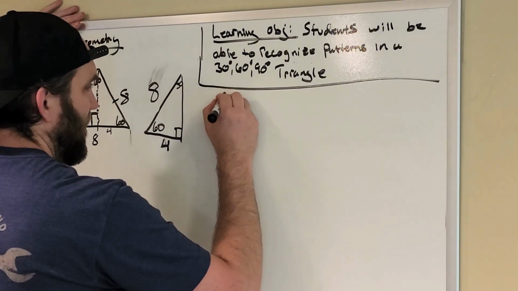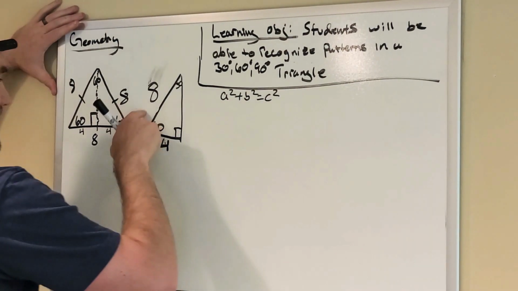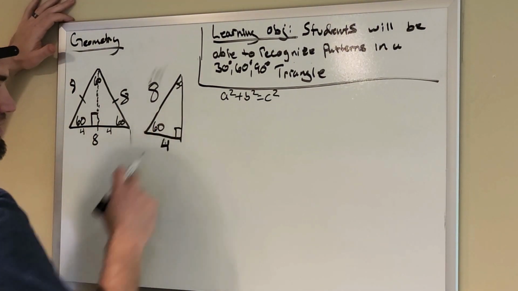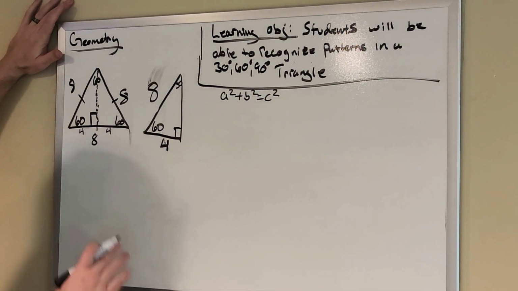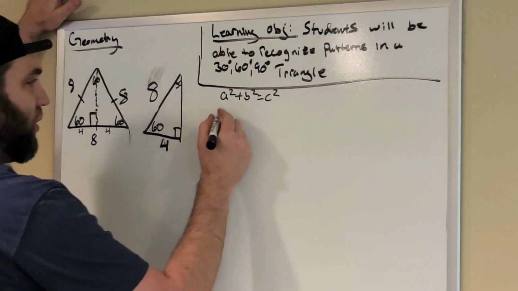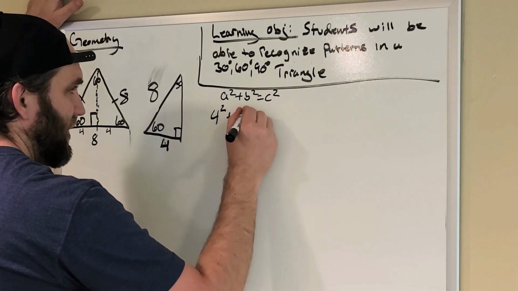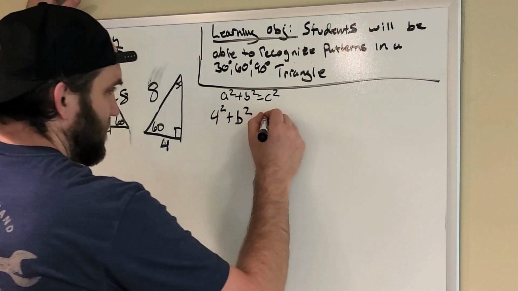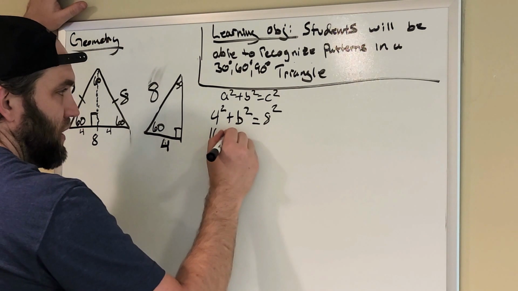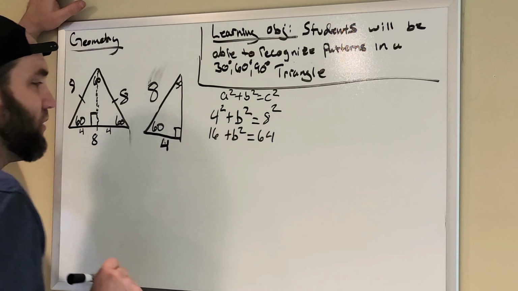And if we remember, a squared plus b squared equals c squared. My hypotenuse is 8. One of my legs is 4. I don't know what this leg is over here. So let's set up an equation and solve for it. Let's figure out what that is. So 4, we'll use it as a, 4 squared plus b squared equals 8 squared. 4 squared is 16 plus b squared equals 8 squared is 64.